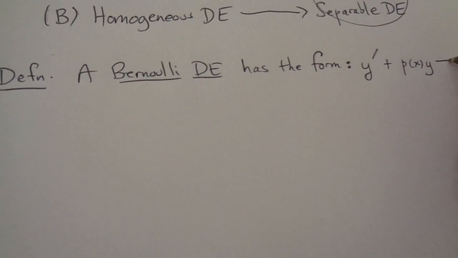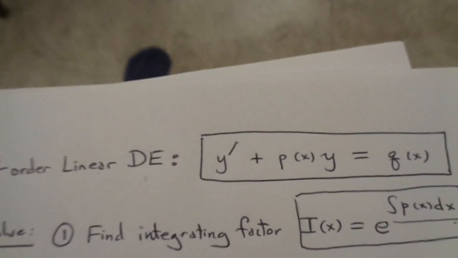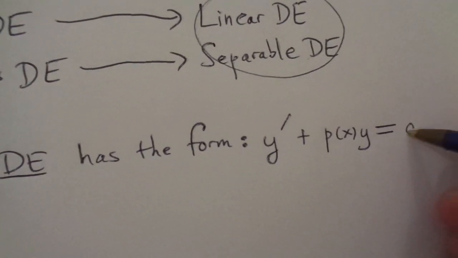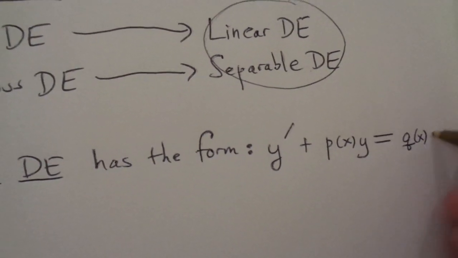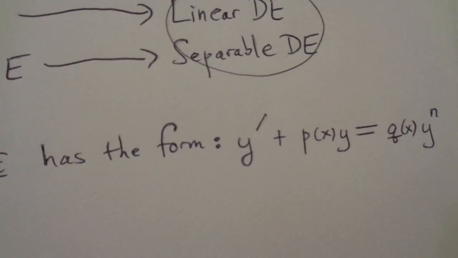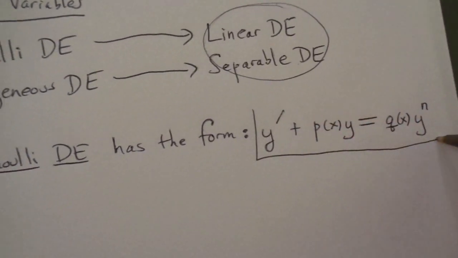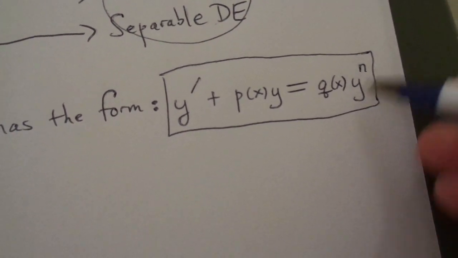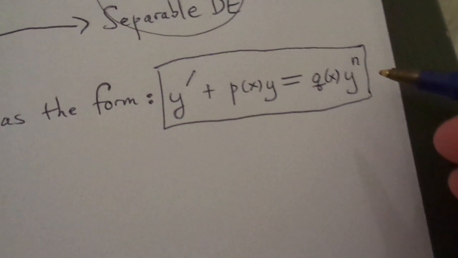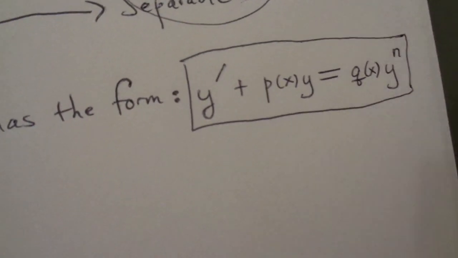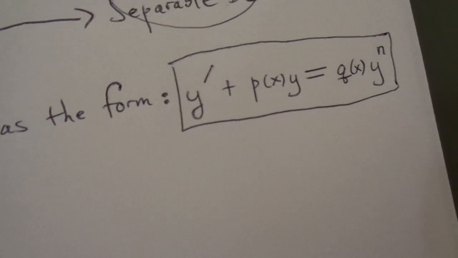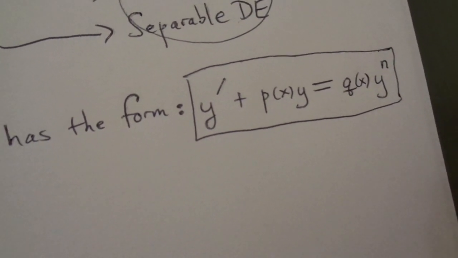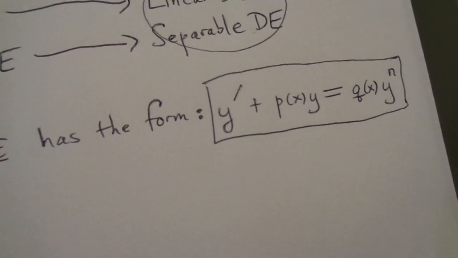now so far that looks the same as the left-hand side of the linear differential equation. But the difference is that on the right-hand side we have q of x times y to the n power. Remember that for a linear differential equation, you cannot have powers of y like that. So this is not linear, but it's kind of close to linear. So we're going to do a change of variables and make it linear.